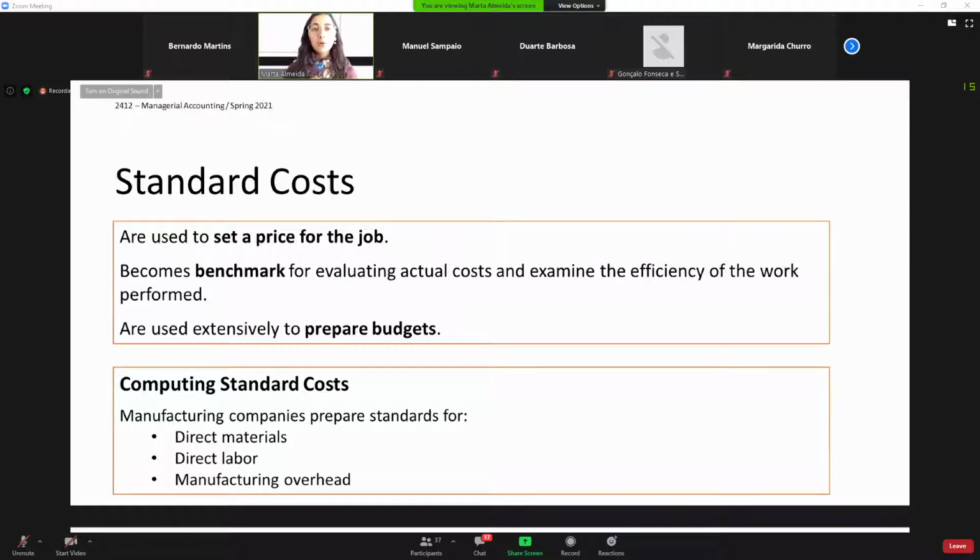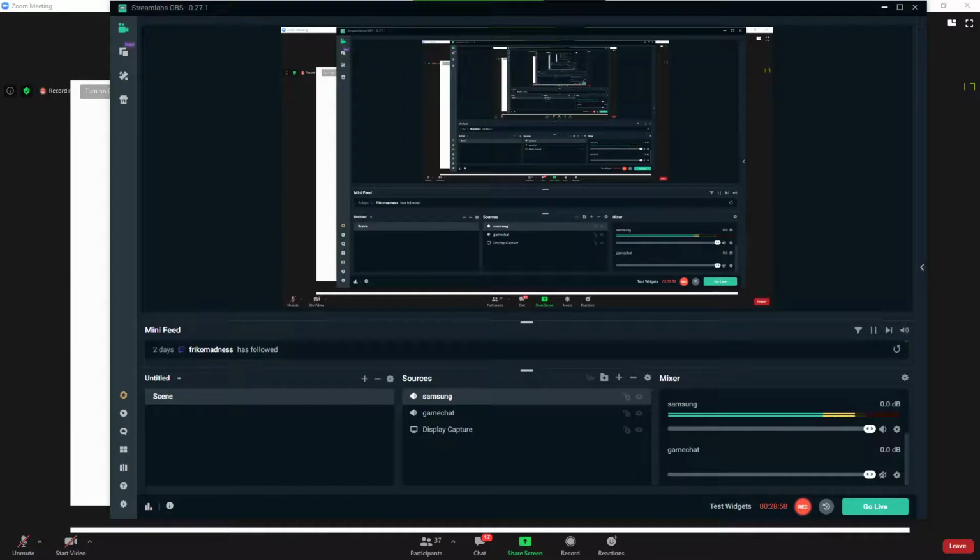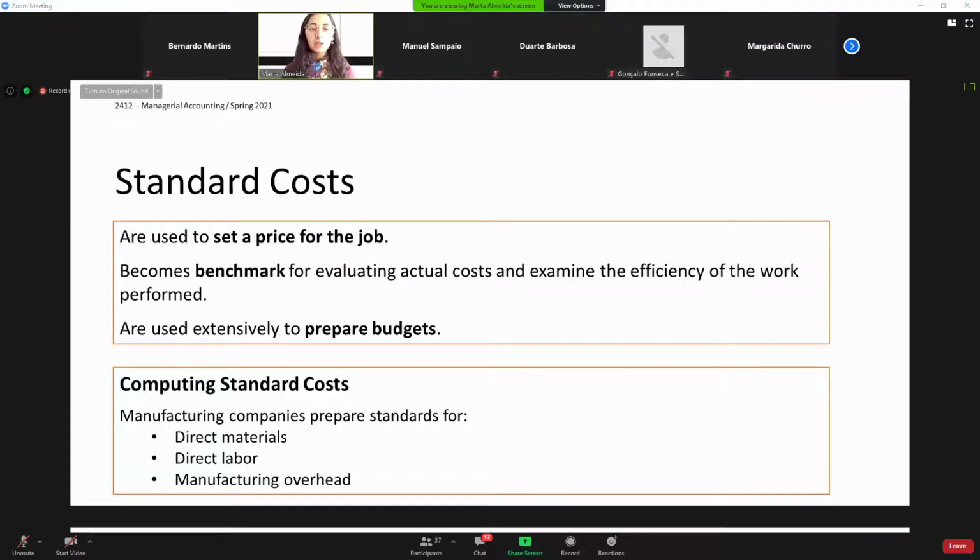Having this notion of standard seems a little bit redundant when we talk about standard and budgeted costs, but it's actually an important concept for organizations, because organizations will use this standard cost to set the price for the job. It's a kind of benchmark that companies use to evaluate the costs that they will have.